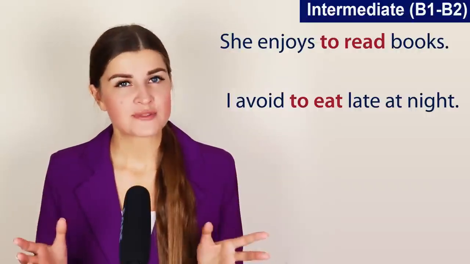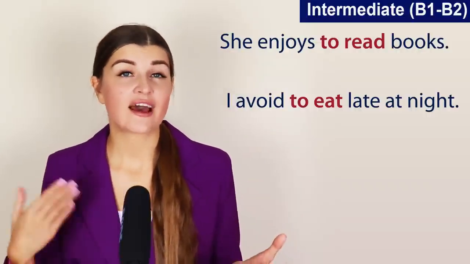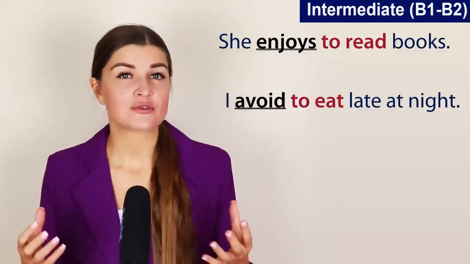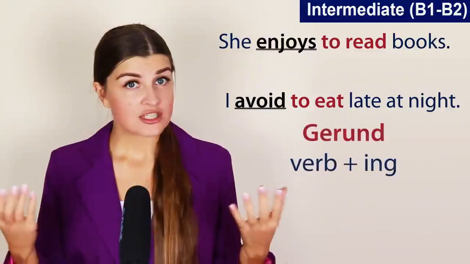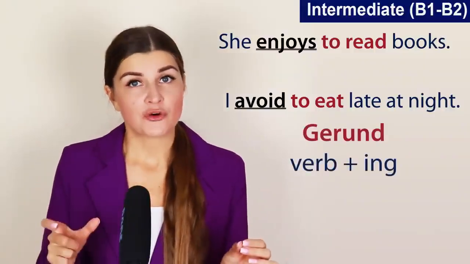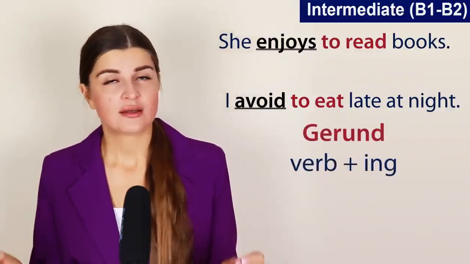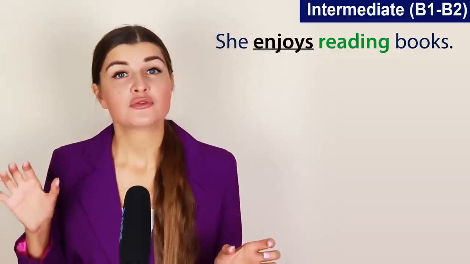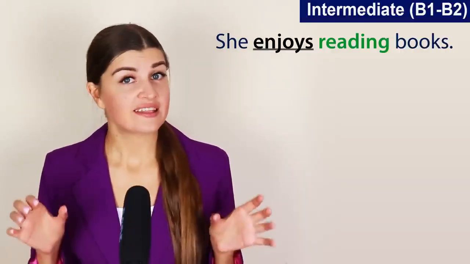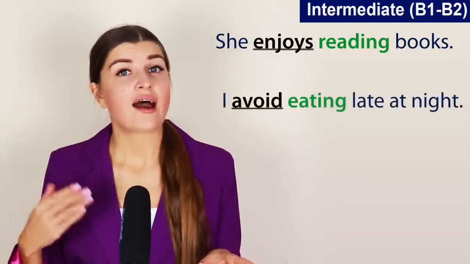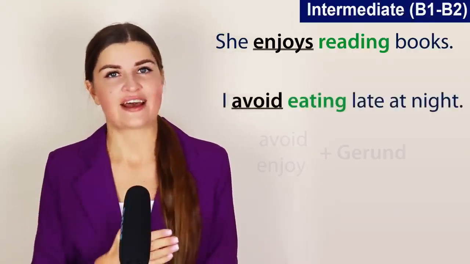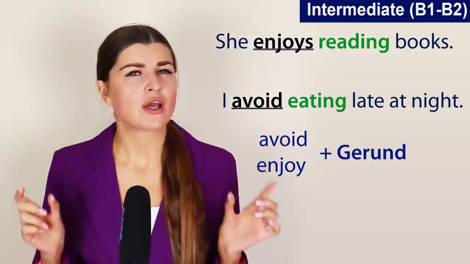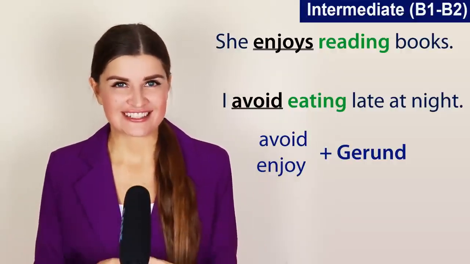Let's look at the verbs here, enjoy and avoid. After these two verbs, we always use a gerund. What is a gerund? It is a verb plus ing. So the correct sentence is, she enjoys reading books. And the next sentence is, I avoid eating late at night. After the verbs enjoy and avoid, we always use a gerund.